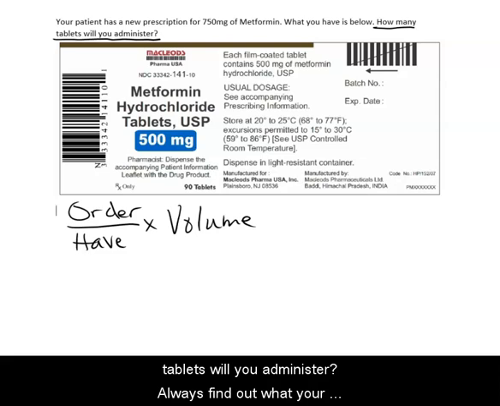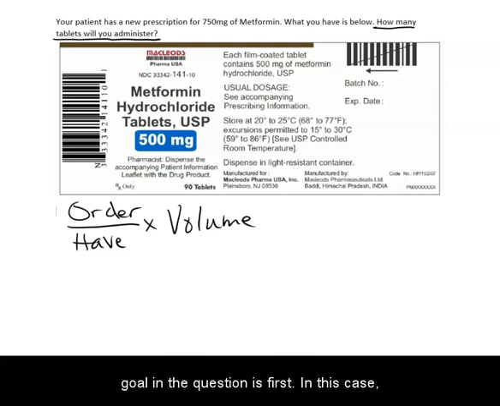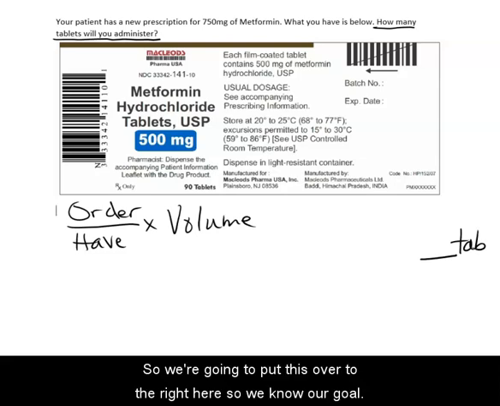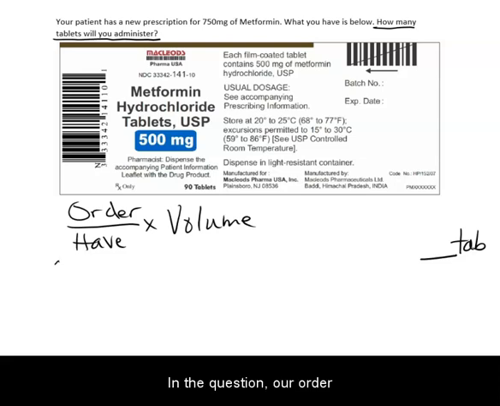So, the important part of this question, how many tablets will you administer? Always find out what your goal in the question is first. In this case, it's how many tablets. So we're going to put this over to the right here so we know our goal. In the question, our order is here, 750 milligrams of metformin.